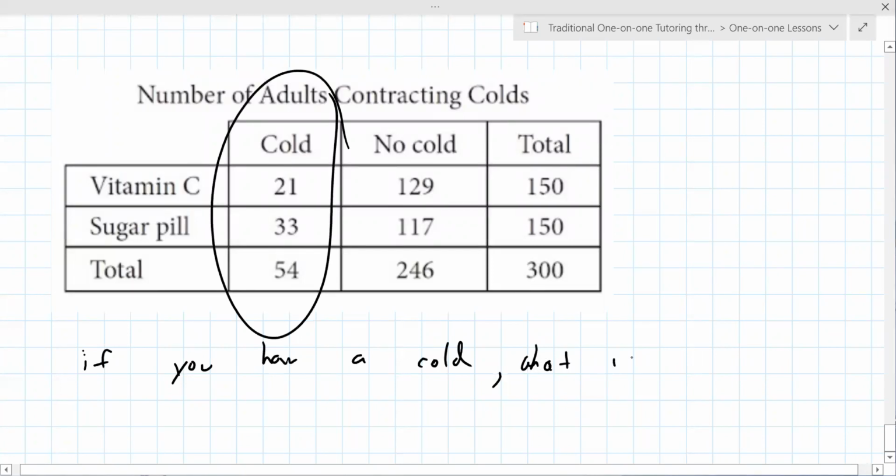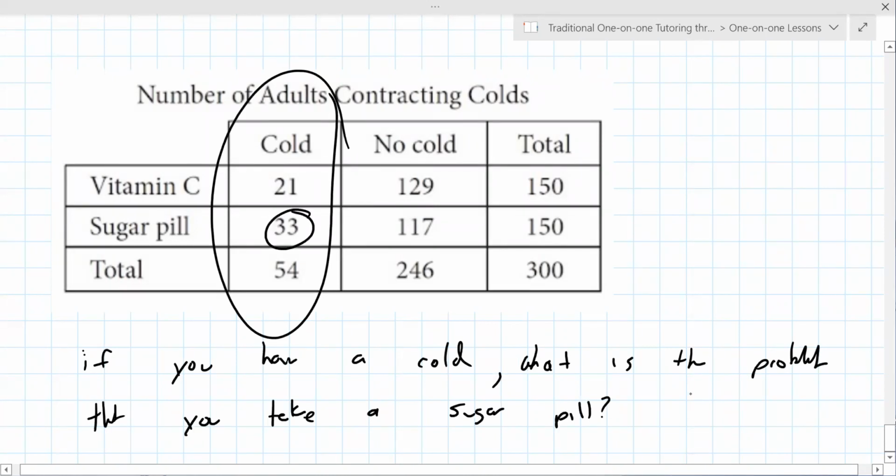What is the probability that you take a sugar pill? Which number in the column do you care about? 33. You only care about the 33 now because your world is the 54. And the one you care about is the 33.